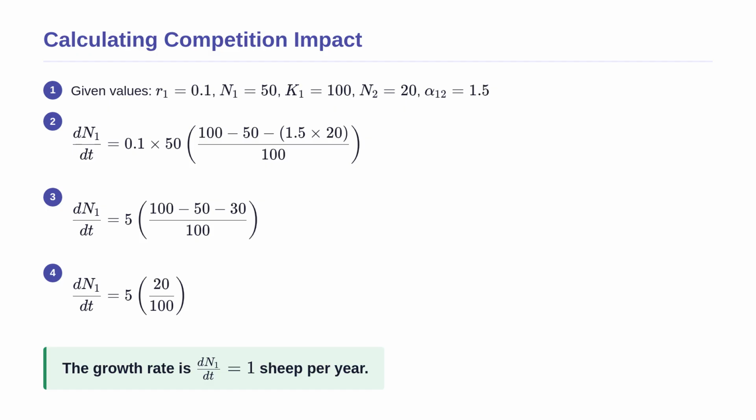Let us see this with a concrete example. Imagine a grassy field where sheep, our species 1, compete with goats, our species 2. We are given the sheep's growth rate, population, and carrying capacity. The goats are aggressive eaters, so one goat equals 1.5 sheep, making our alpha 1.5. We plug these values into our competition equation. The term 1.5 times 20 becomes 30, meaning the goats are eating the food of 30 sheep. Solving this, we find the sheep population grows by just 1 sheep per year.